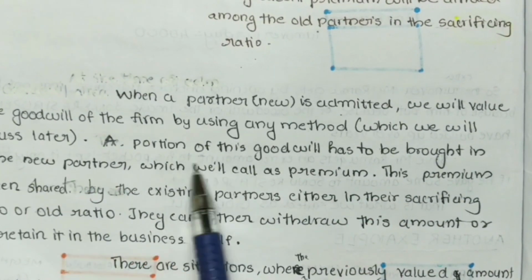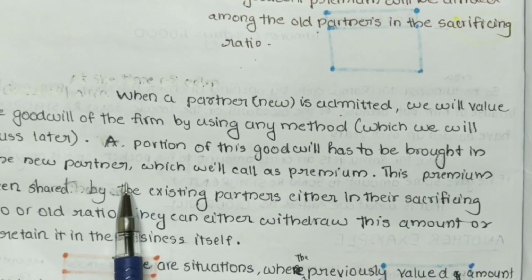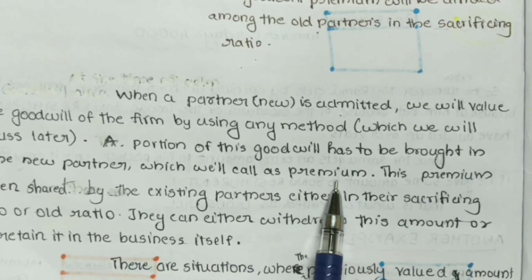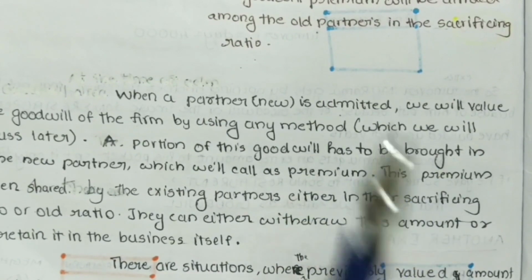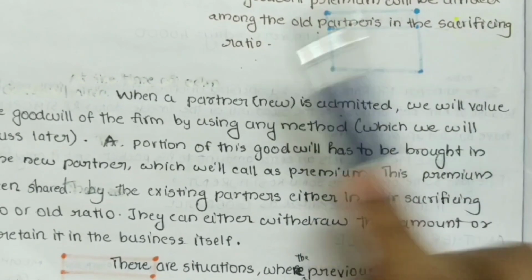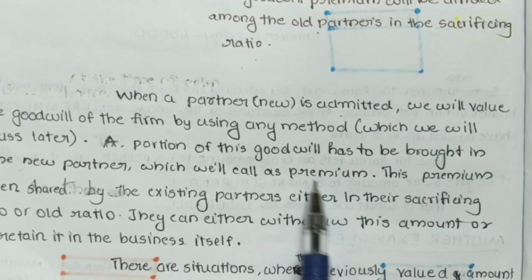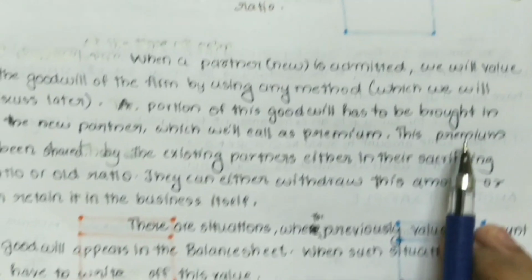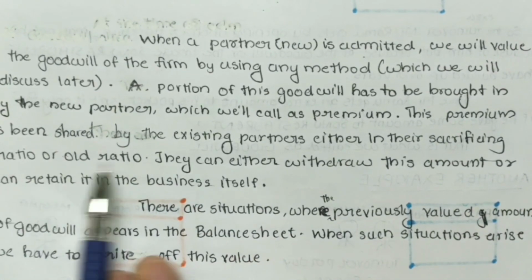And a portion of this goodwill has to be brought in by the new partner, which we call premium. After valuing the goodwill of the firm, a portion of this valued goodwill has to be brought in by the new partner, and this is what we call premium. This premium is shared by the existing partners either in their sacrificing ratio or old ratio.